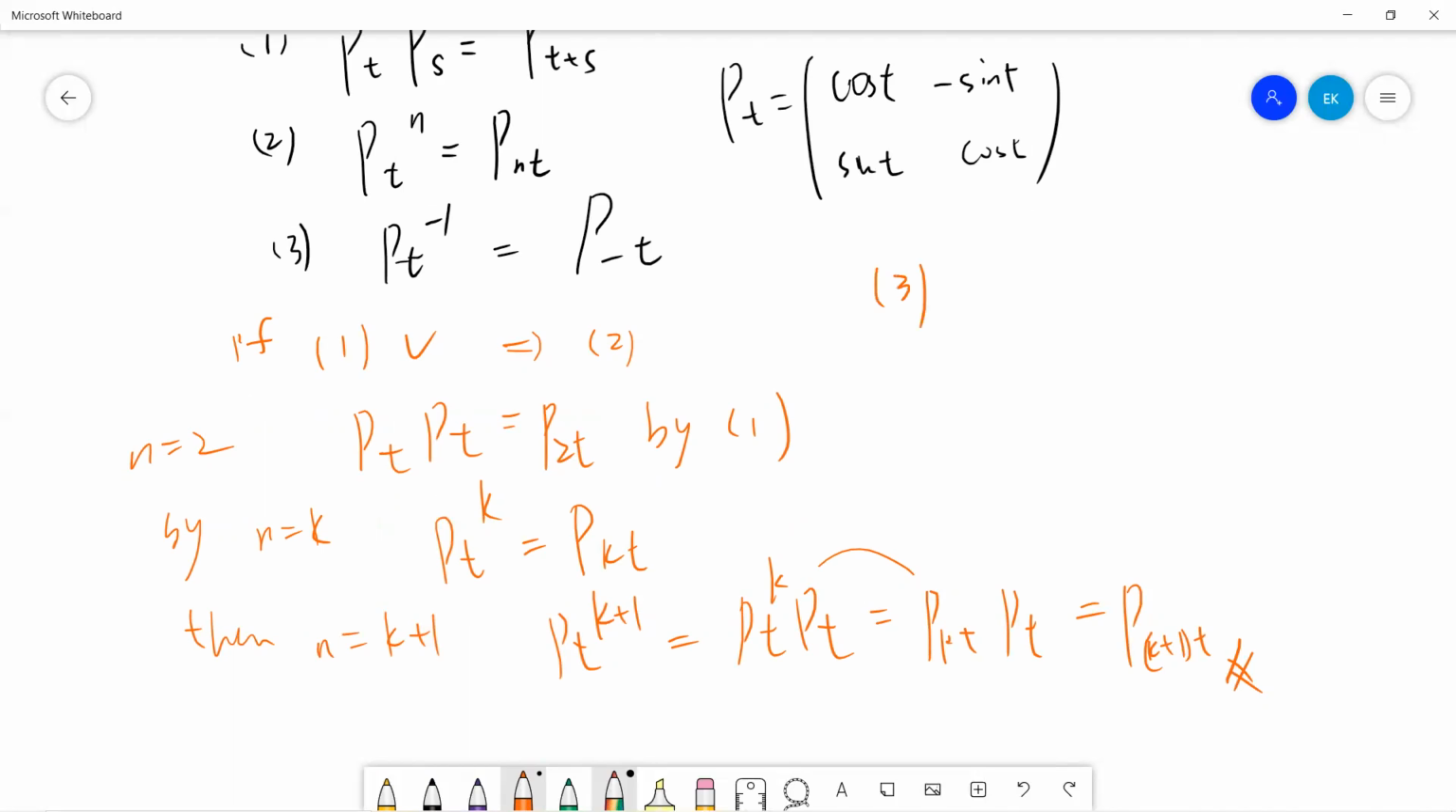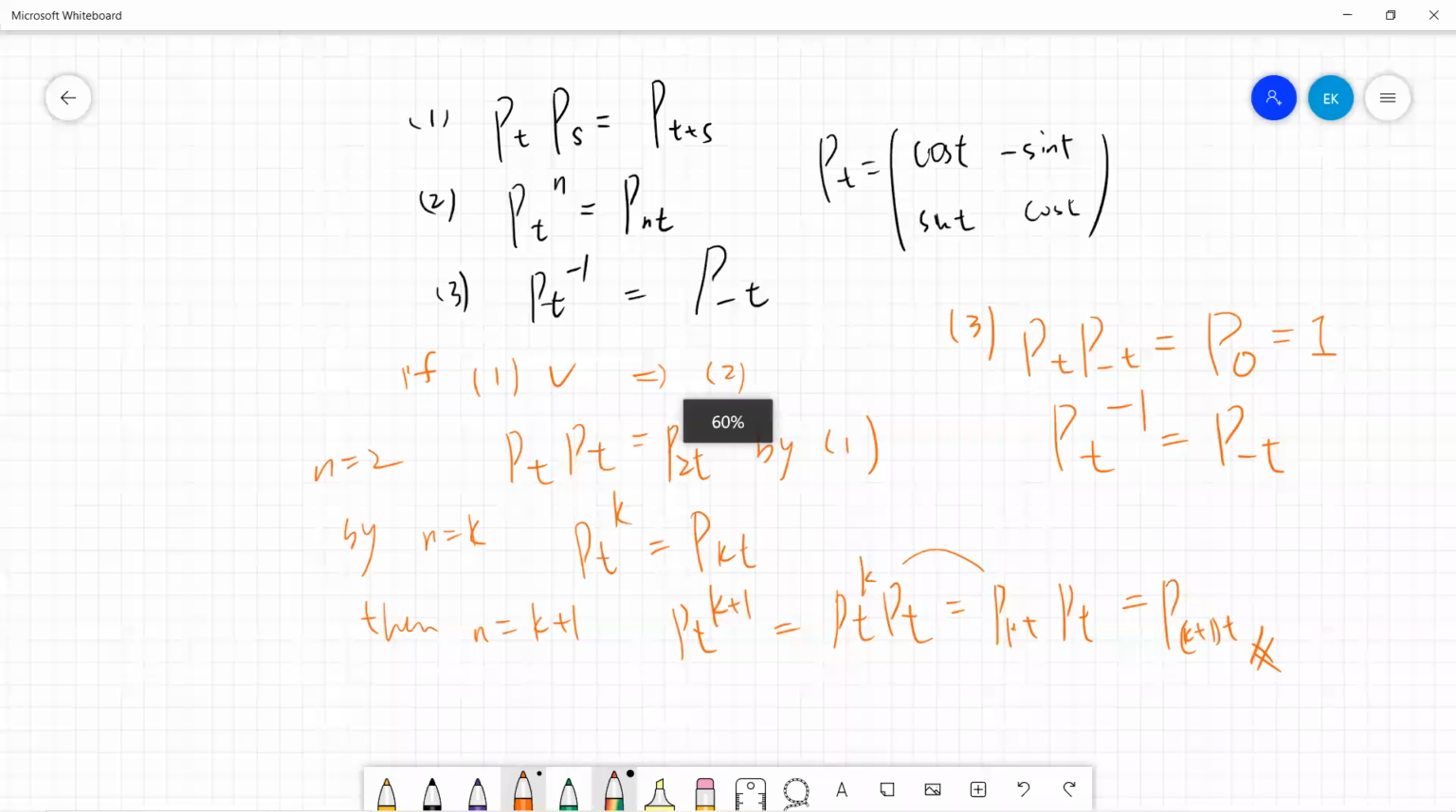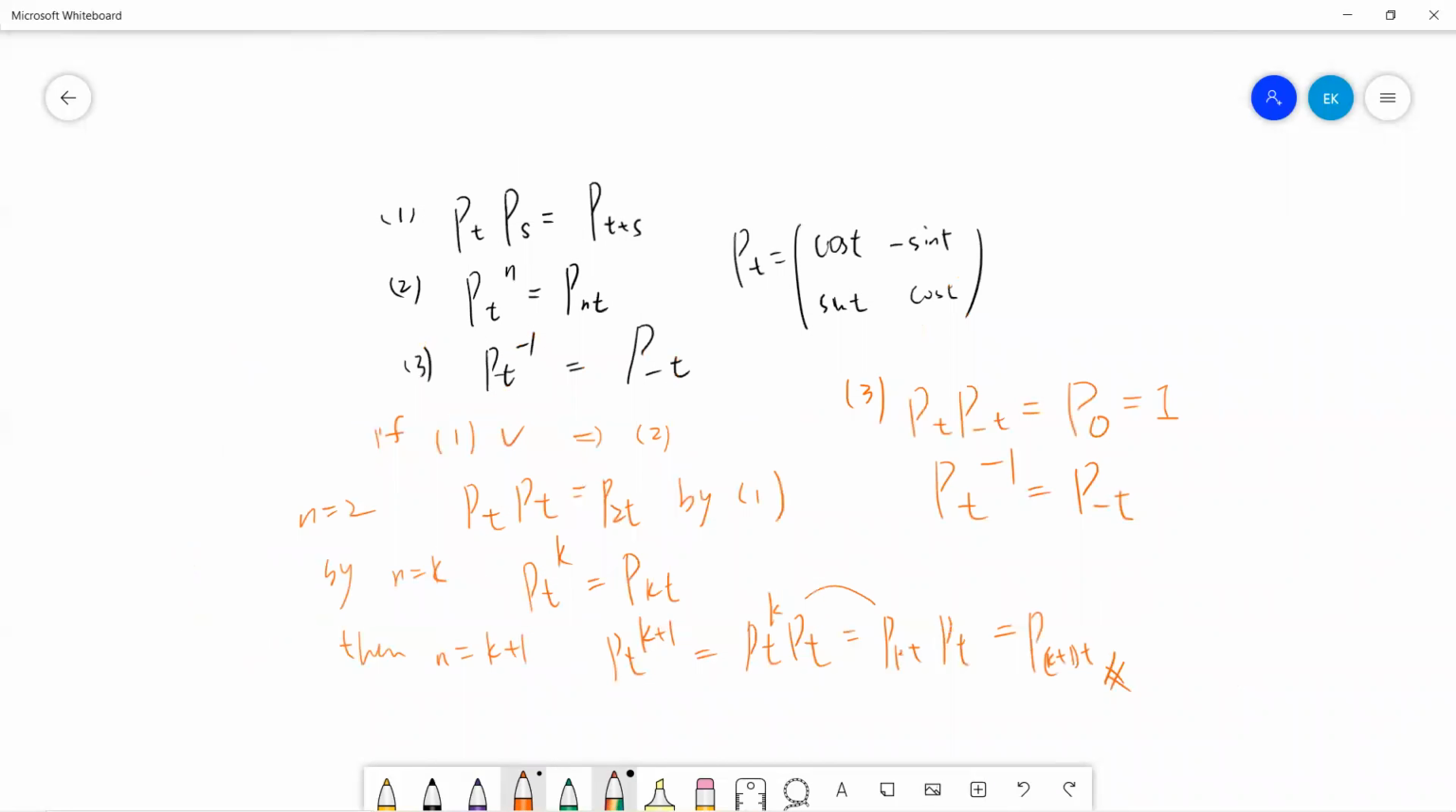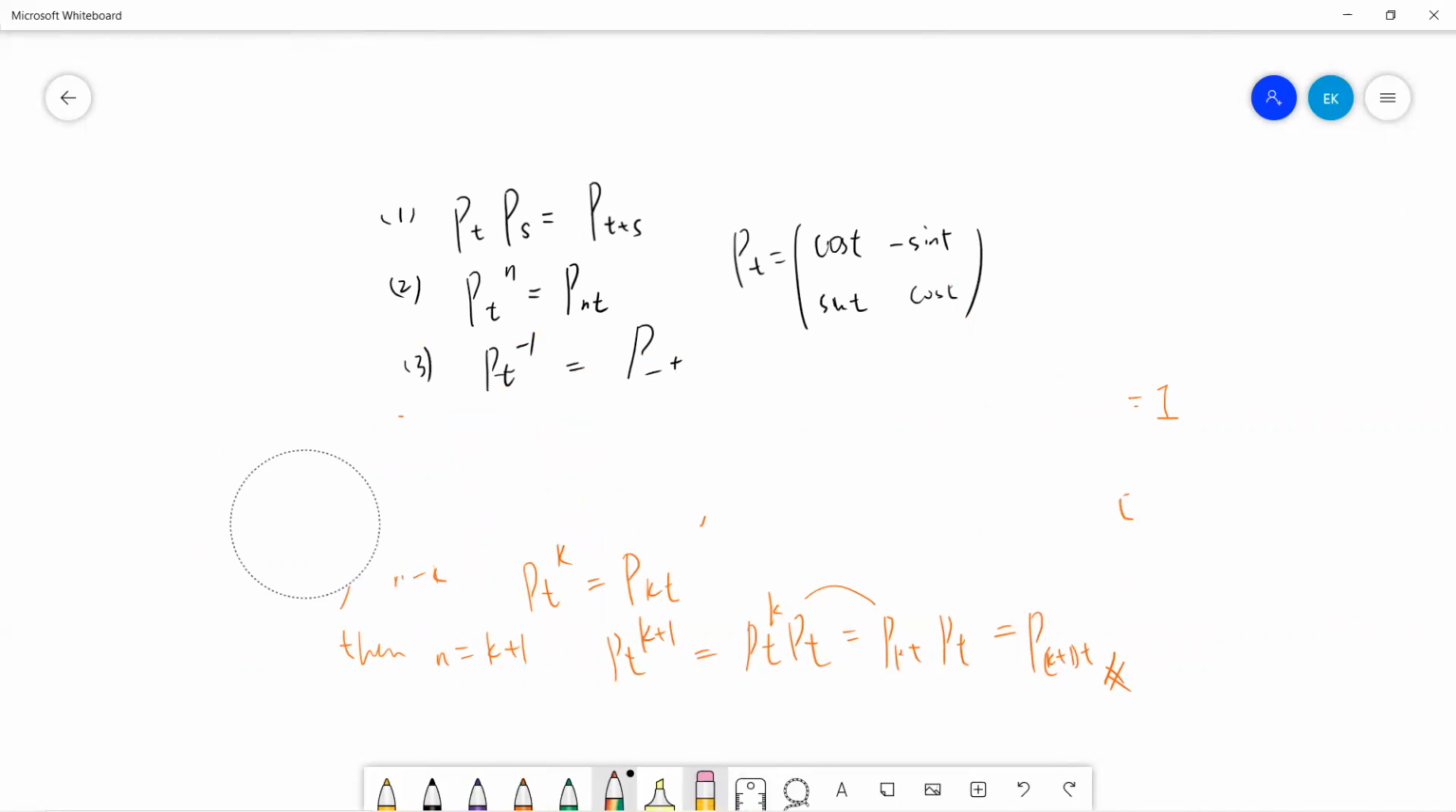The third one one can easily prove by 1, because I can use P of t times P of negative t equals P of 0, which is the identity. So P of t inverse will be P of negative t. The remaining one is only the first one, so let's give the proof.